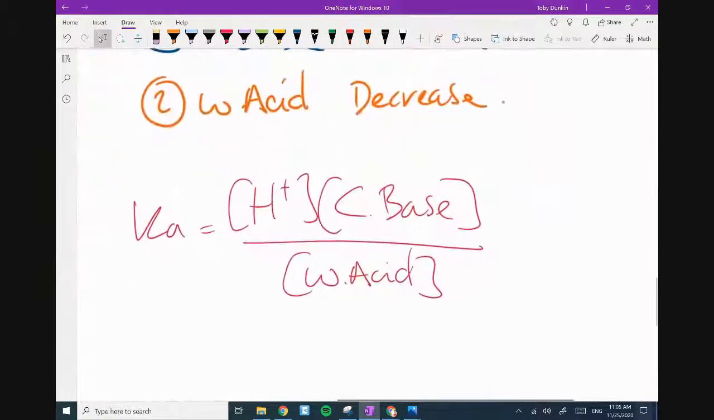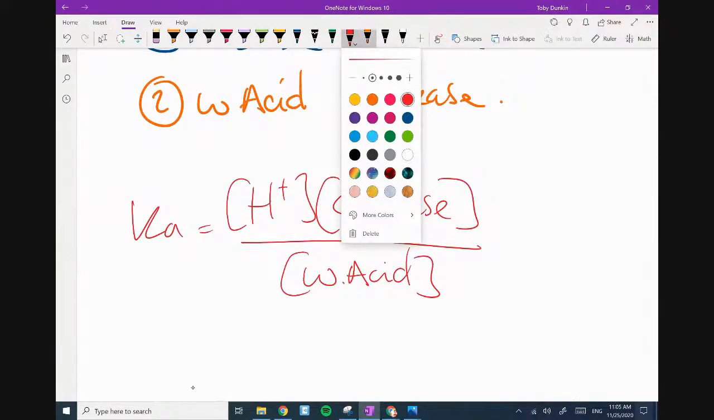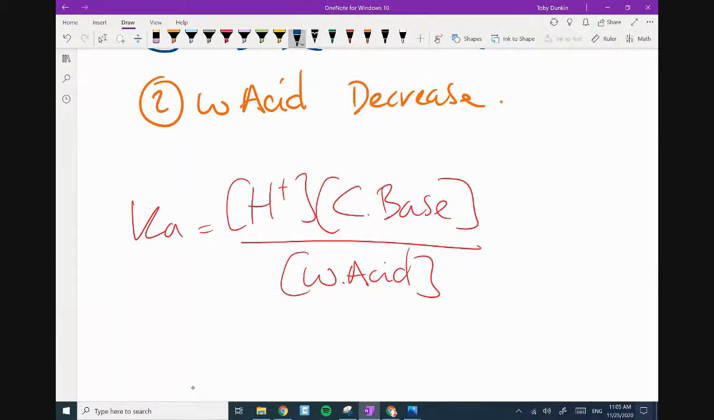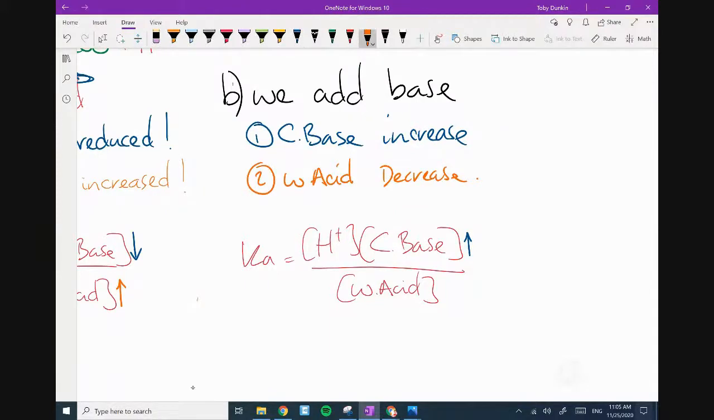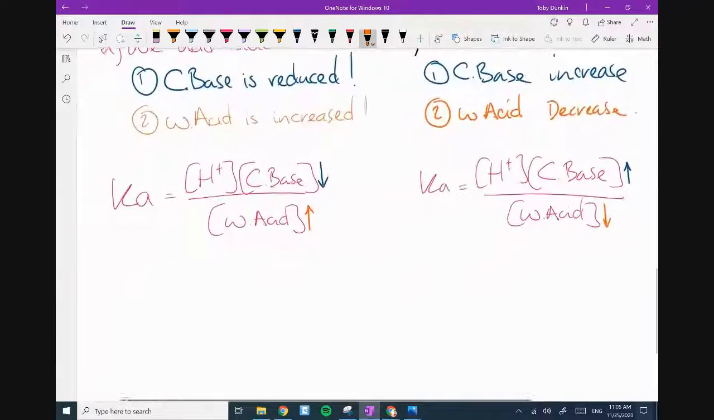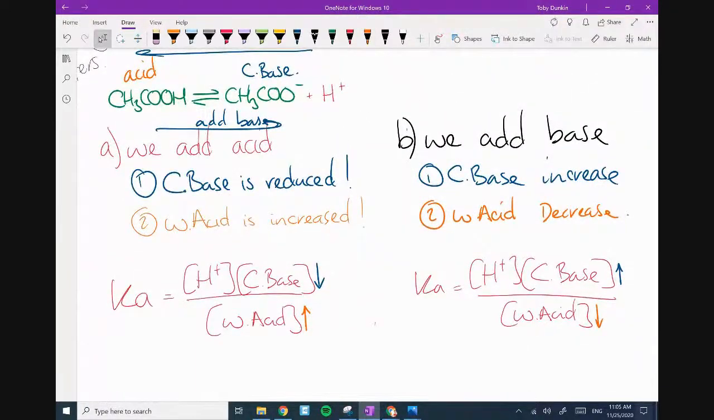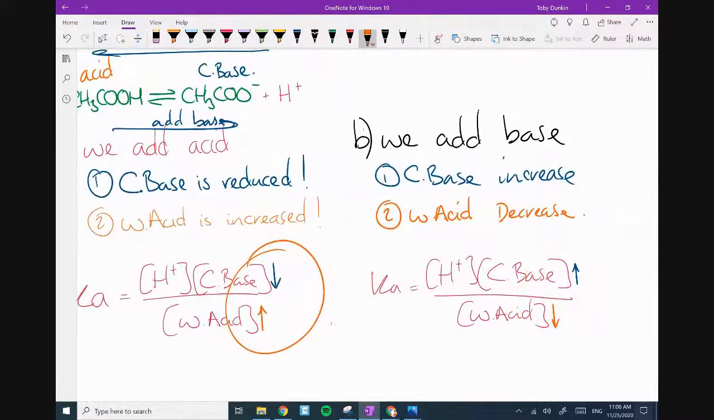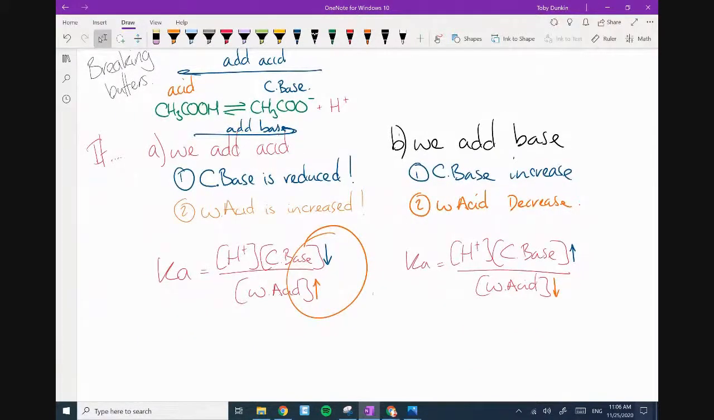Right, I've now added a base. I just think, hang on a second, if I add a base, I'm going to pull down the weak acid. I'm going to reduce it. It's going to react with it, it's going to destroy it. And therefore, the conjugate base would then increase. Once again, they're opposites. This is important, guys. These little arrows are so useful. I'd say put those into your memory as best as you can. If you add acid, they come together. If you add a base, they come apart.